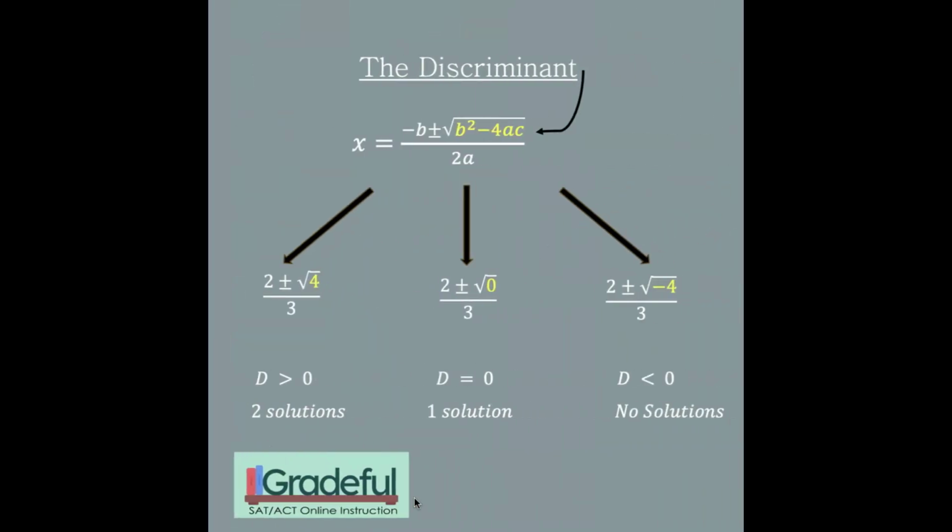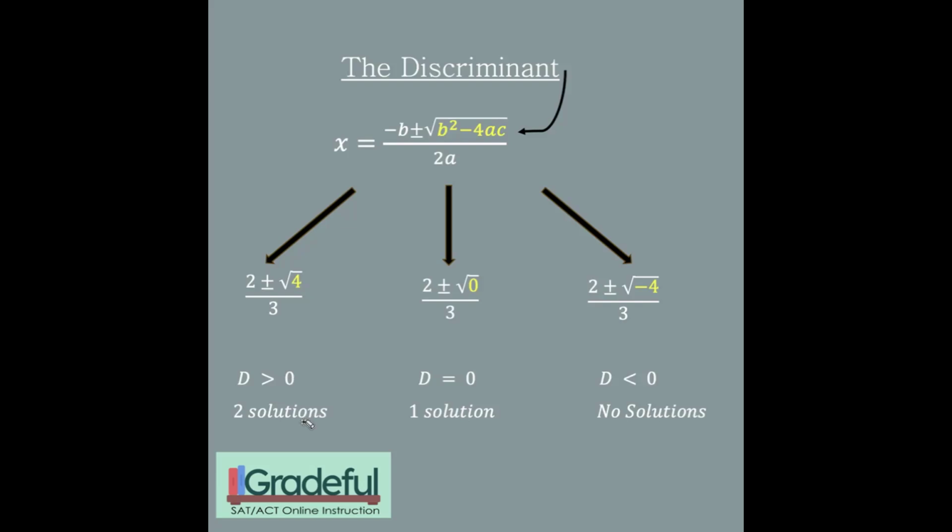And the number of solutions for a quadratic is a reference to the idea of the discriminant. So if you don't already, you have to memorize the quadratic formula, really important on the SAT. And if the part under the radical, the discriminant, is positive, 0, or negative, it impacts your number of solutions.